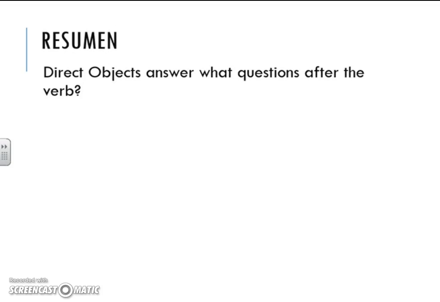Okay, so a real quick review, un resumen. So direct objects answer what questions after the verb. They answer two questions: whom or what.